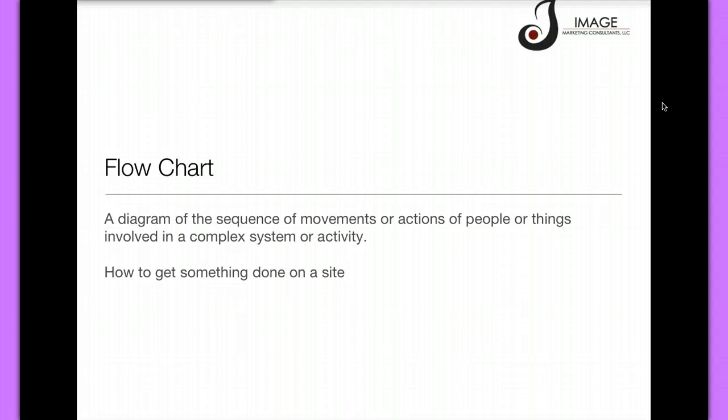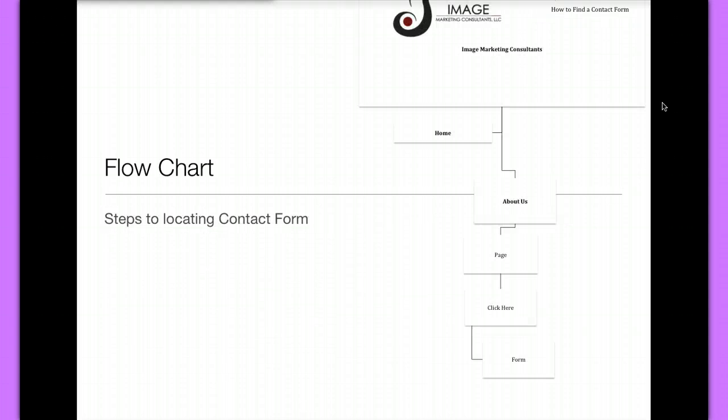So what is a flow chart? A flow chart is a diagram of sequence, movements, or actions that a user does on your website. So basically, it's how you get something done on the site. We're going to use your current website's layout as an example. So let's say the user is trying to find a contact form.